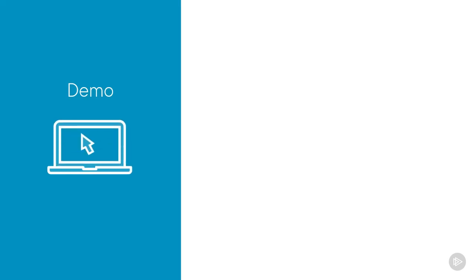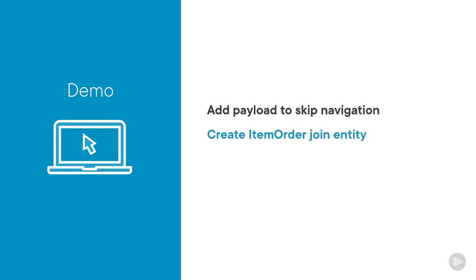In this demo, we'll take a look at how we can augment our item order skip navigation by adding a payload to the join entity. We'll do so by implementing a C# class that will be mapped to the item order join table. And then we'll extend that class with a few properties.